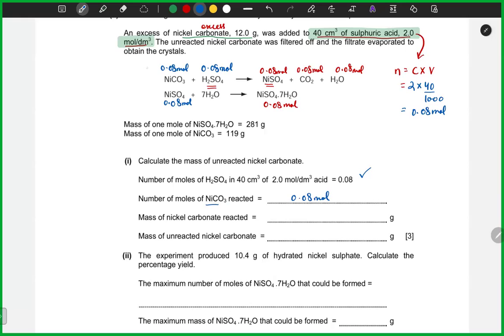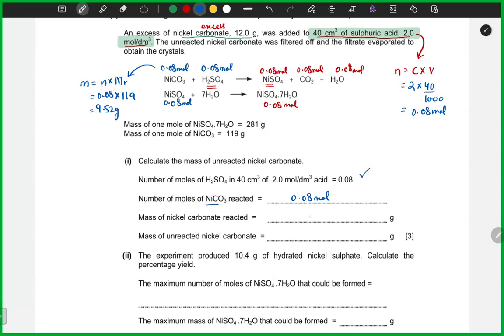So then he's asking, find the mass of nickel carbonate that reacted, right? So we're going to find mass, which is moles multiplied by the MR. The nickel carbonate MR is given over here, so we're going to use that. We already have the moles, which is 0.08, and I'm going to multiply it by the MR, which is 119, right? What do we get on my calculator? That's 0.08 multiplied by 119. So I'm getting 9.52 grams.